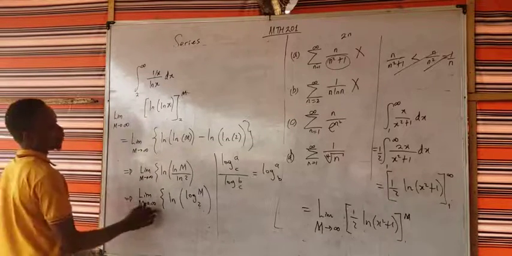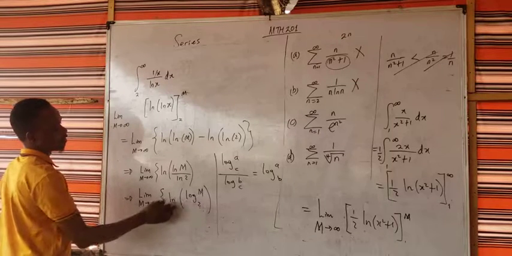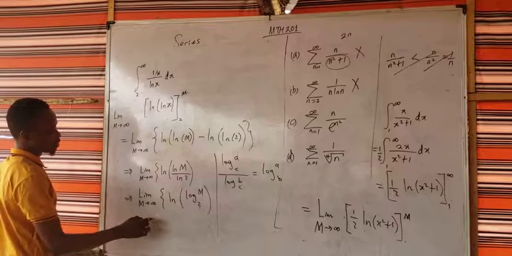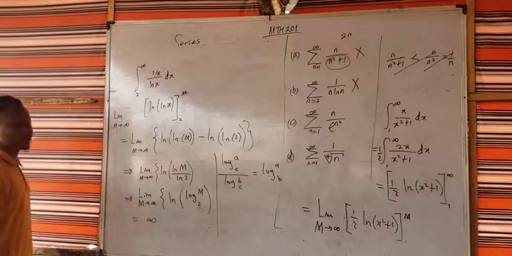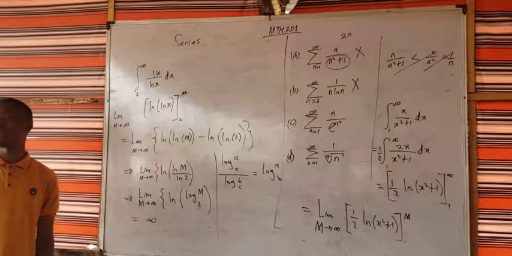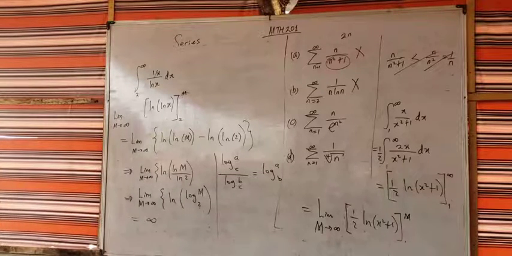Then as m approaches infinity, this is going to give you infinity. Ln of infinity is going to give you infinity. So at the end of the day, you are going to have infinity. So since it is not convergent to a real number, we say that this is divergent. Is that clear? Right, sir. So the series is divergent.